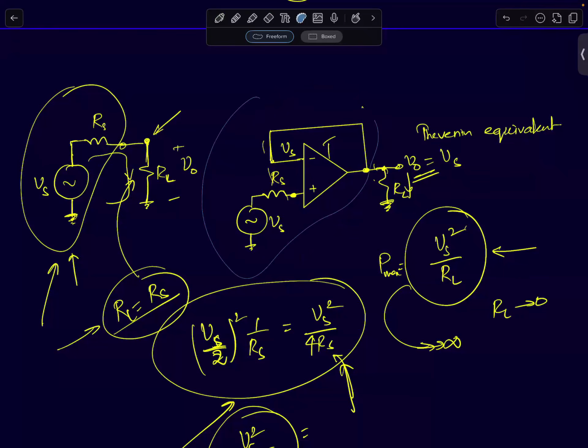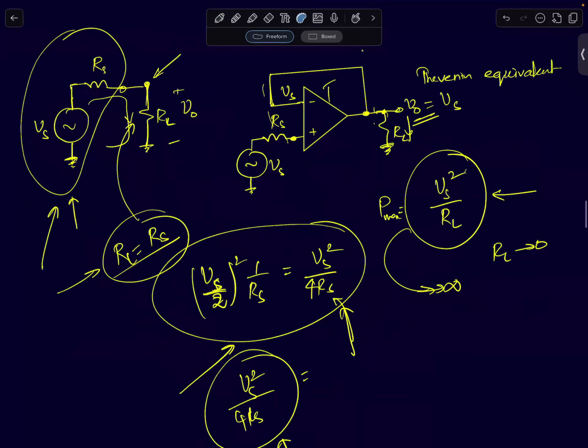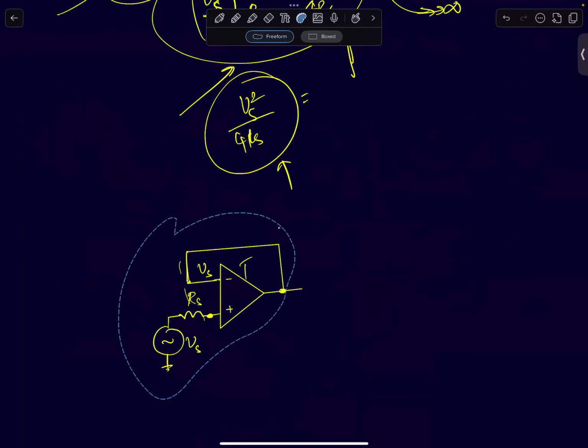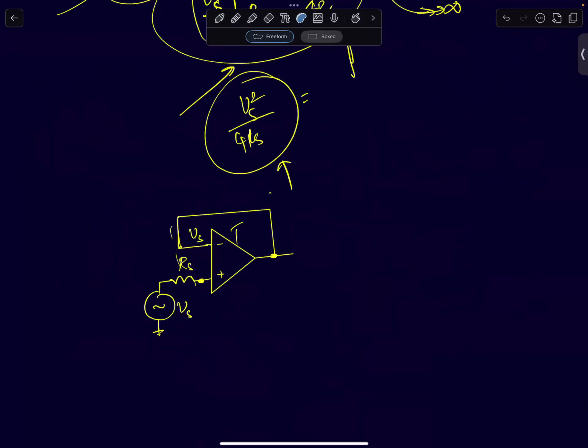So I can take this part of the circuit and try to find out what is the open circuit voltage for this circuit. If I ask you what is this node voltage, what will that be? That will be Vs itself, right? There is no change there. That will just be Vs itself.